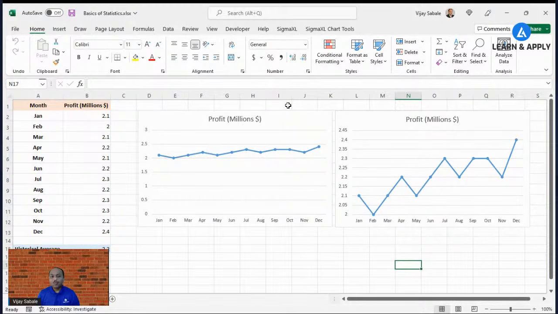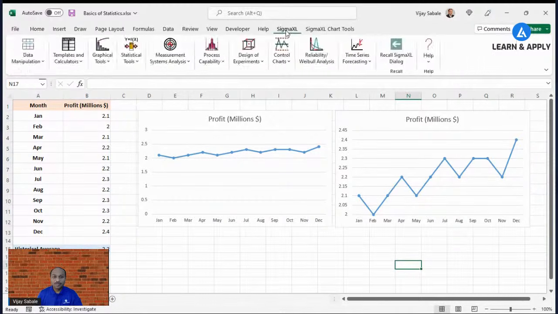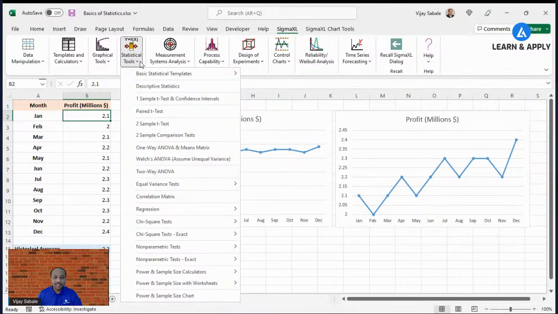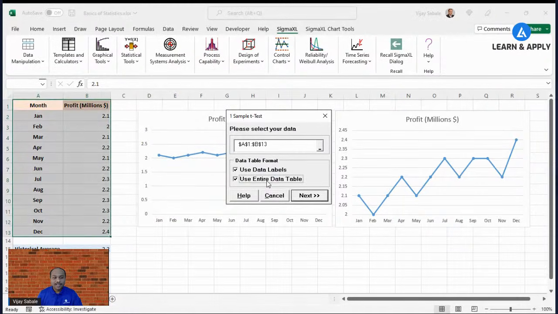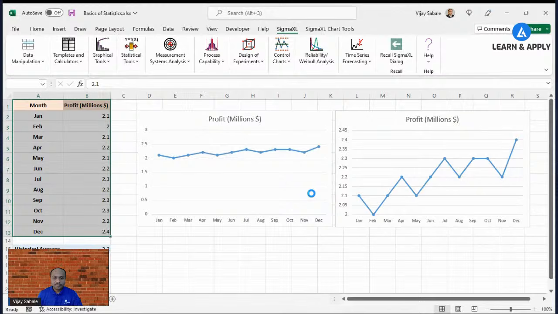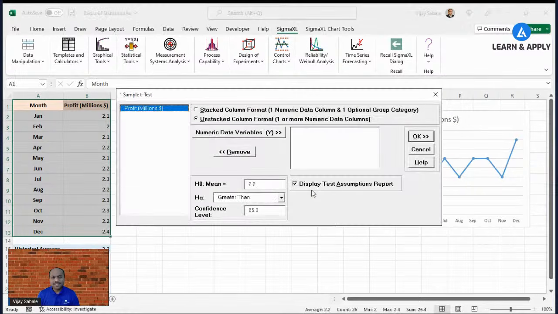As we have one sample of data, we are going to use the one sample test here. Okay, so we can perform it here. Go to Sigma Excel, click anywhere in the data, select Statistical Tools and perform this one sample t test. Select the entire data table. Next. I'm just explaining what Sigma Excel is, and we can maybe talk about that later, but here just understand the importance of statistics.